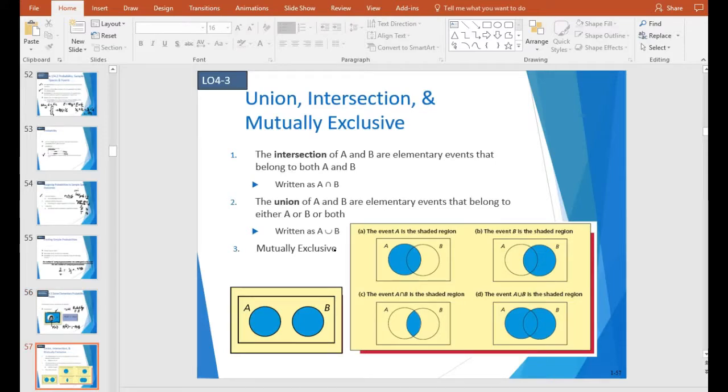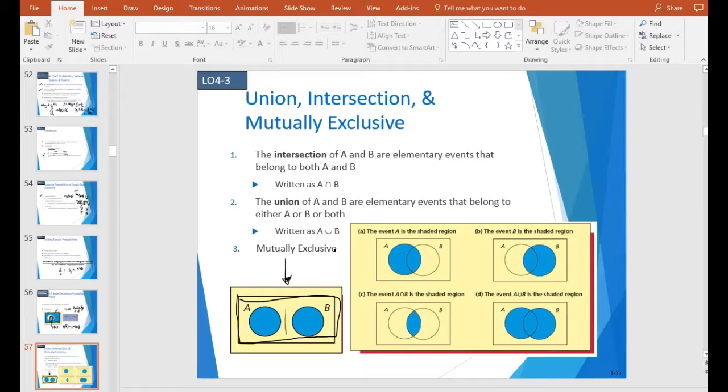And that brings us to the next part, the union, intersection, and mutually exclusive. Again, looking at these boxes, this box right here represents total probability of 1. We'll go ahead and look at mutually exclusive first, because I think it highlights best. Mutually exclusive is when two events cannot occur at the same time.